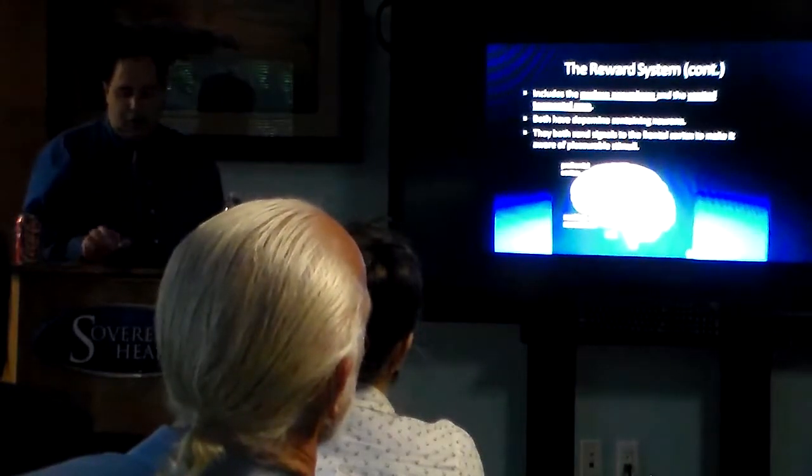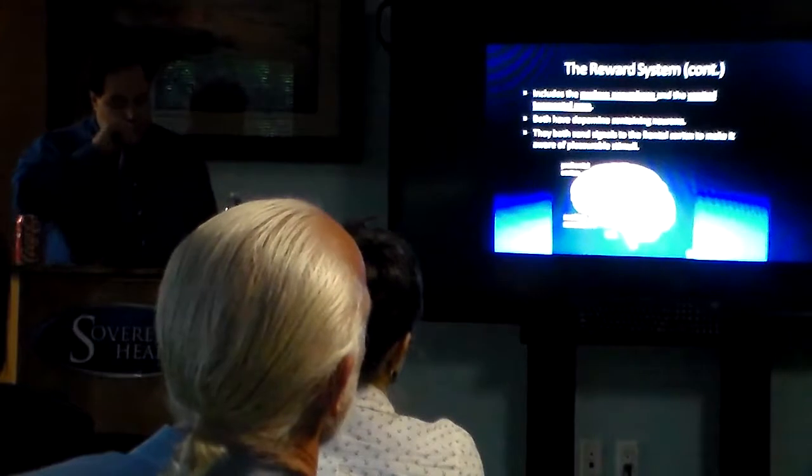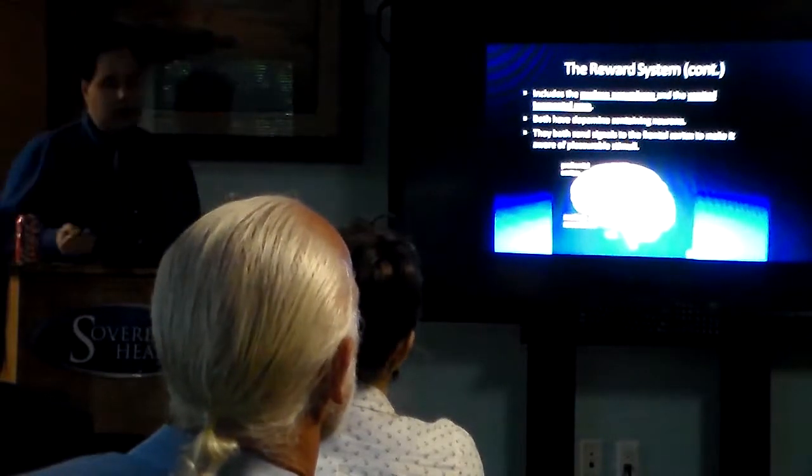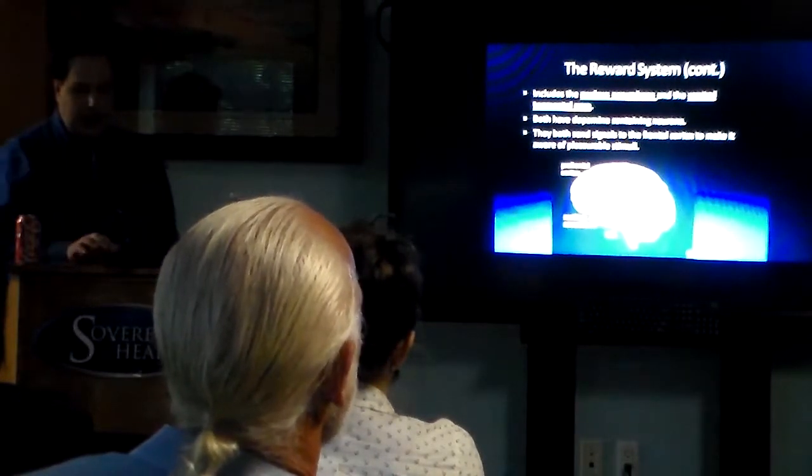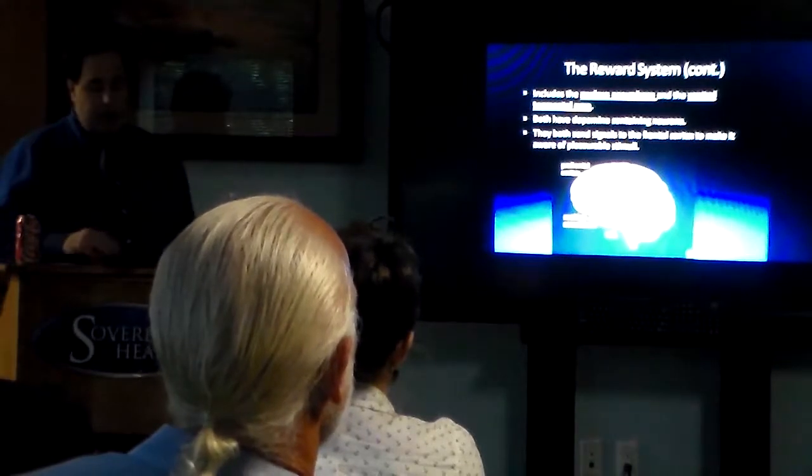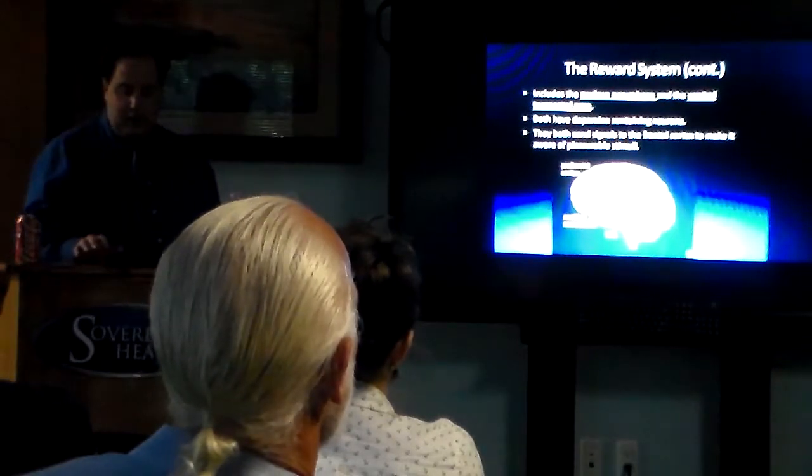And so those are two areas that are really important to know for addiction, because this is where the reward pathway starts off, and this is where the dopamine ends up getting released initially.